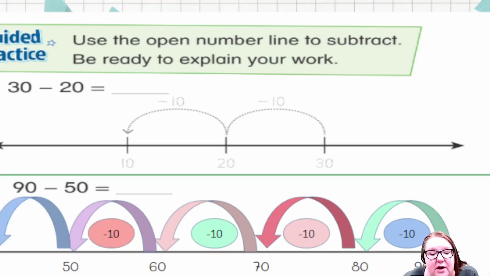50, and then we are going to make sure we count back 5 tens. So we're going to get 1, 2, 3, 4, 5. We have 5 tens we have counted back, and our answer is 40. So these are all ways that you can help your student to complete their homework and help them to understand subtracting double-digit numbers by tens.